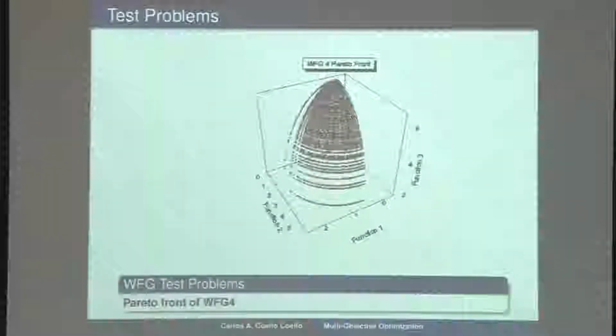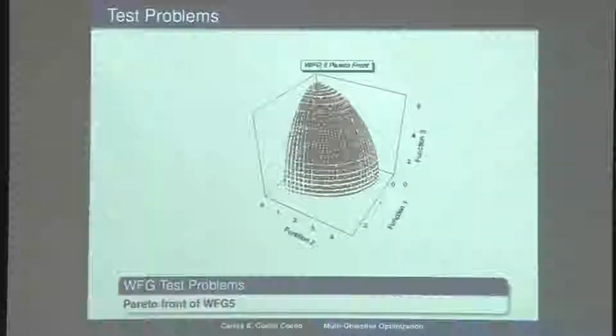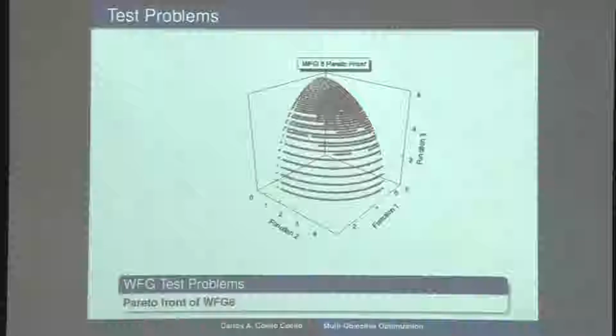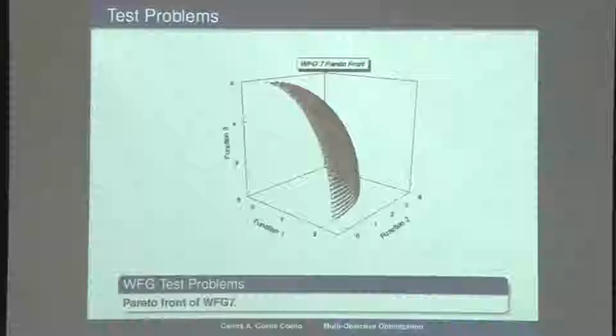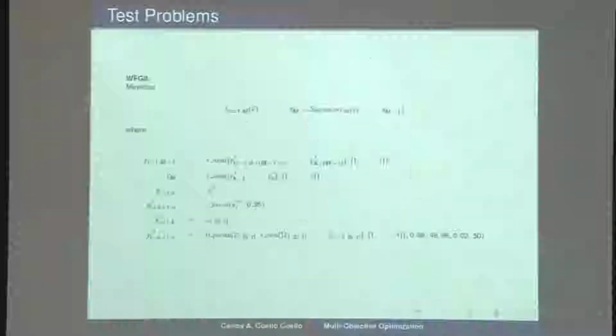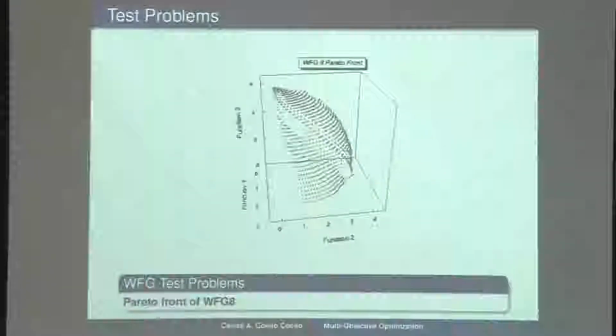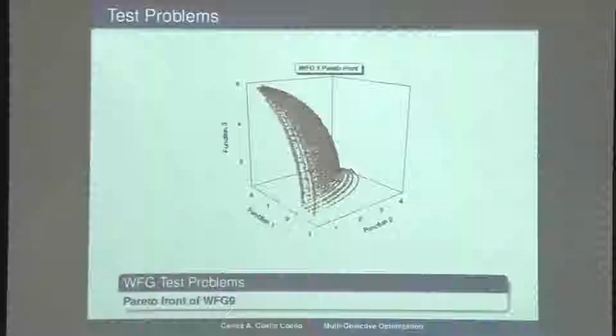WFG4, this is like a fragment of a cone. 5, it looks similar to 4. 6, looks also very similar. You will see in some cases the quality, it looks like it has holes. This has to do with the resolution we use to generate the true Pareto optimal front. But all these problems have a closed form. That means we can plot it. We don't have to generate it by brute force. This is WFG7, 8, 9. 9 looks really nasty.